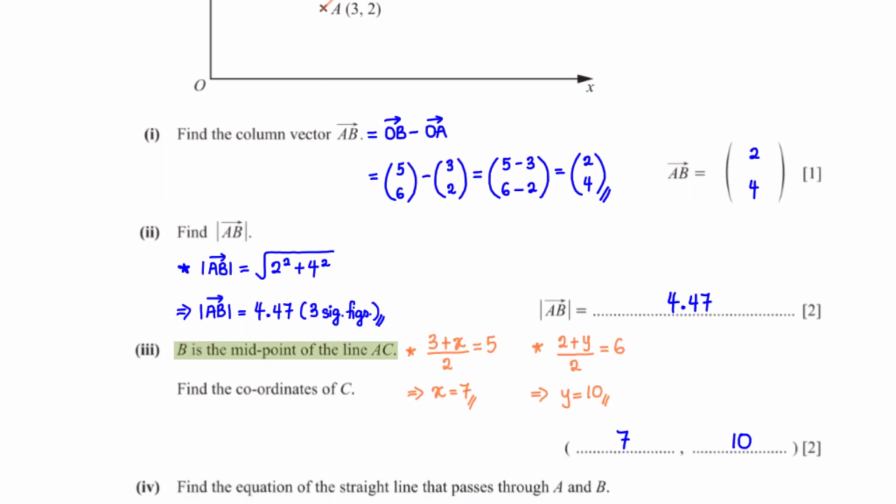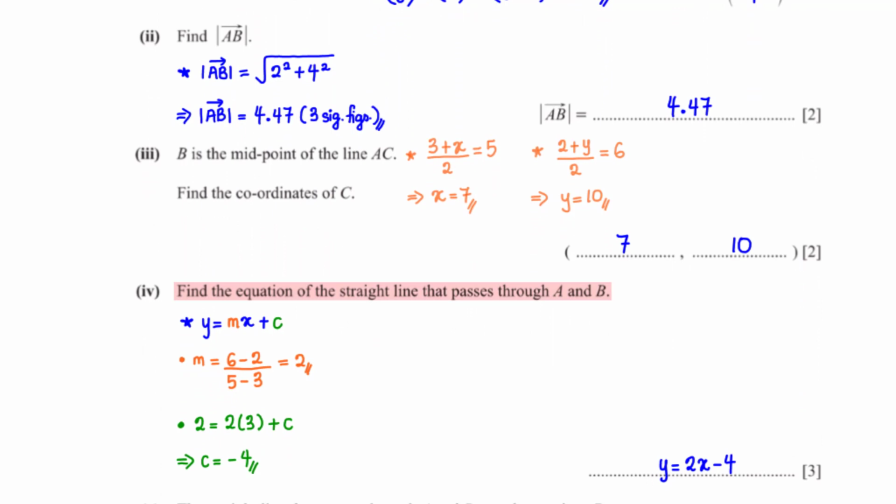B is the midpoint of the line AC. Find the coordinate of C. By applying the midpoint formula, we have 3 plus the x-coordinate of C divided by 2 equals 5. This gives us x to be 7. Then we have 2 plus the y-coordinate of C divided by 2 equals 6. This gives us y to be 10. So we have 7, 10.